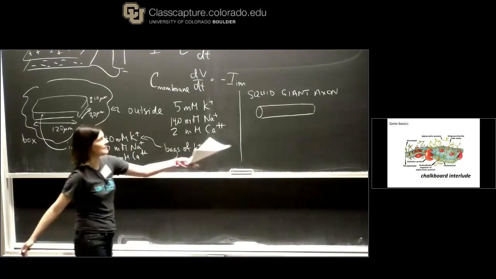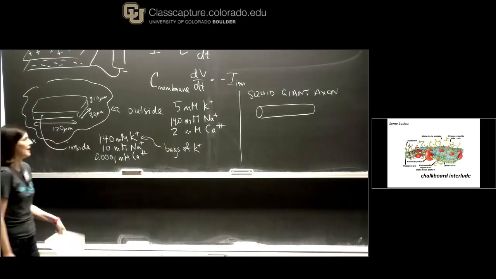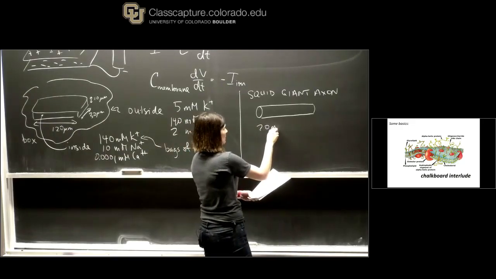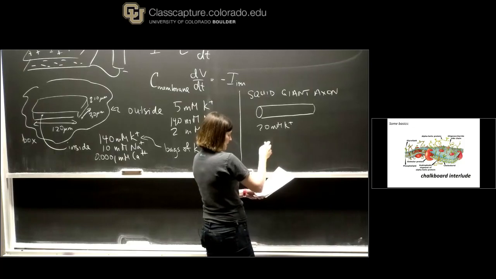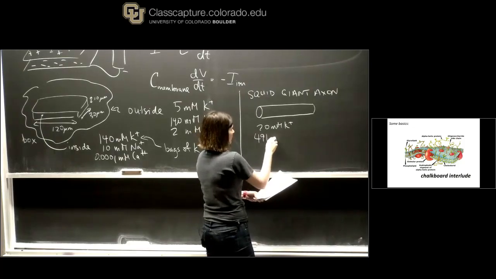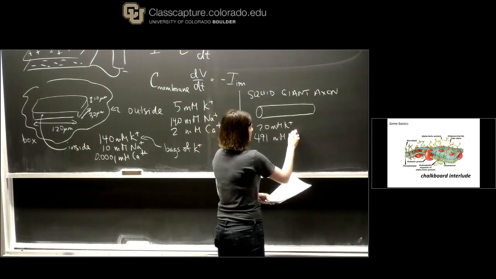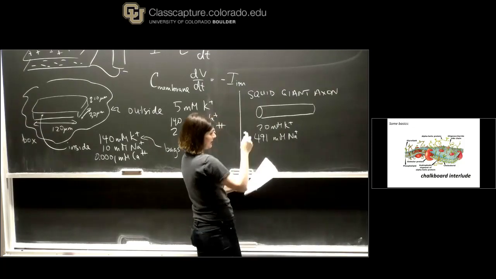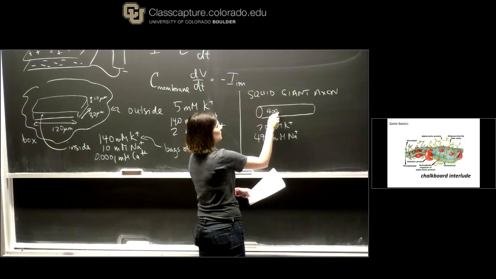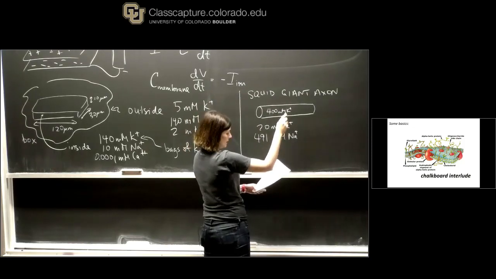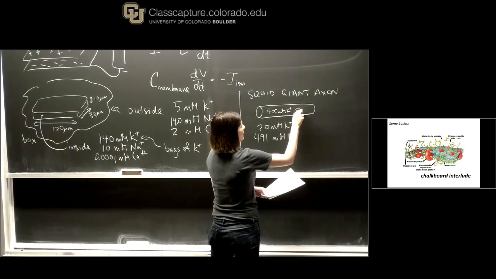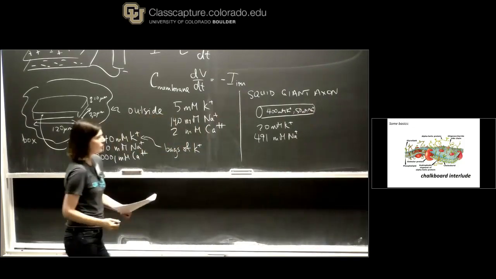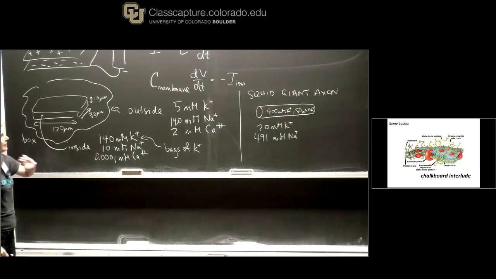inside and outside. So an axon is like a tube. There's an inside and outside of a tube. Outside there is 20 millimolar K plus and 491 millimolar sodium. I'm going to forget about calcium for a second here. Inside there's 400 millimolar potassium and 50 millimolar sodium. Okay, so you'll notice a few things here.